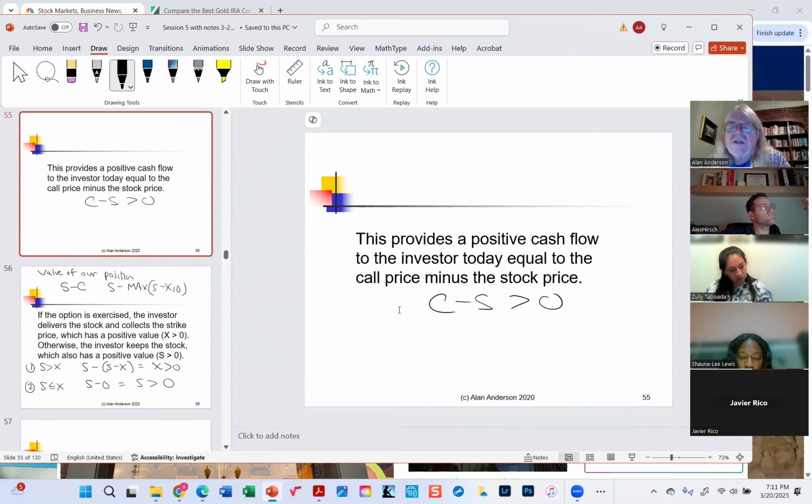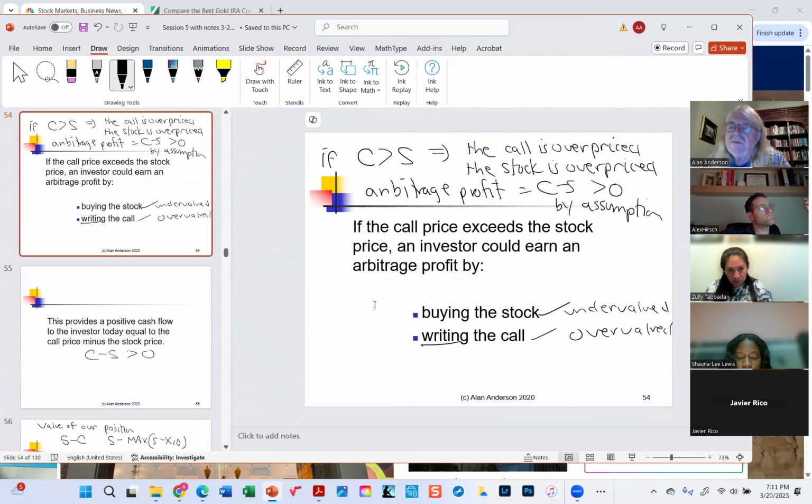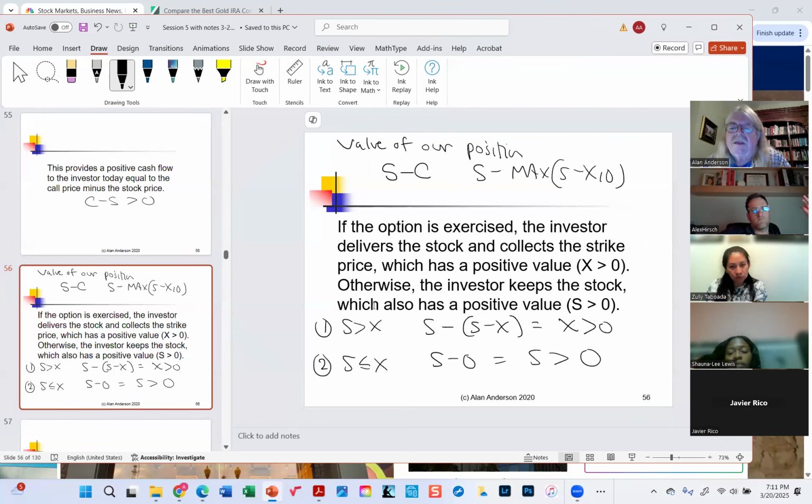But when the maturity date of the option rolls around, there's only one of two possible outcomes. If the stock is greater than the strike, then your position, and by the way, look up here, you can see our position is S minus C because we own the stock and we've sold, or written, the call. On the right-hand side, you can see I've rewritten C with the payoff, max of S minus X and 0. That's what our position will be on the maturity date of this option.